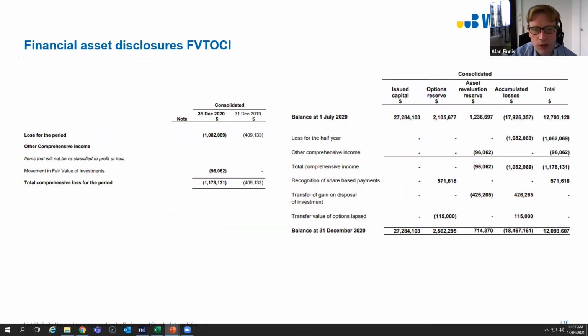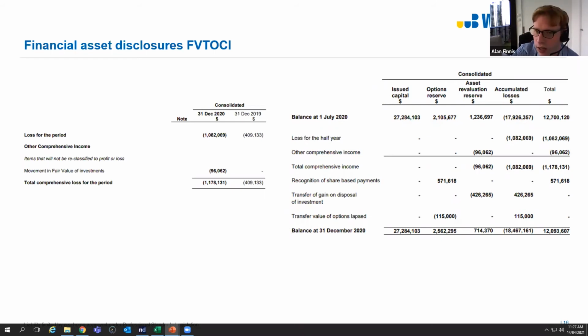So that just shows that if we do make this irrevocable election, we don't take any gains or losses through the P&L. As you can see there, I've just copied the statement of changes in equity. Just to avoid confusion, these are actually different sets of financials, because I just wanted to show you what happens when one actually gets disposed of. So you can see there we did have an amount in the asset revaluation reserve in the third column of 426,265, and that's just going straight into accumulated losses. If we were fair valuing through the P&L, it would be included on the second row within the 1082069. So that number would be different by 426,265, but because we've made that irrevocable election, it goes through separately.